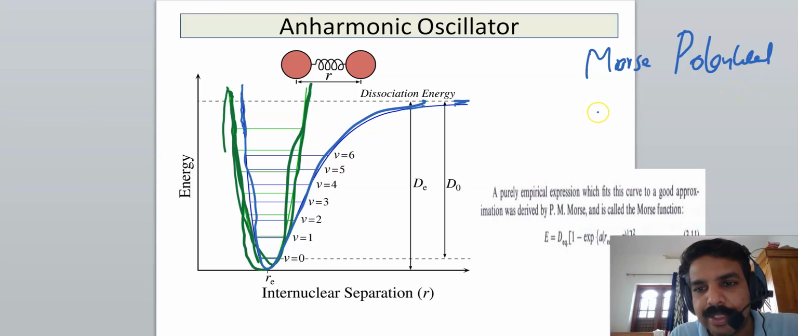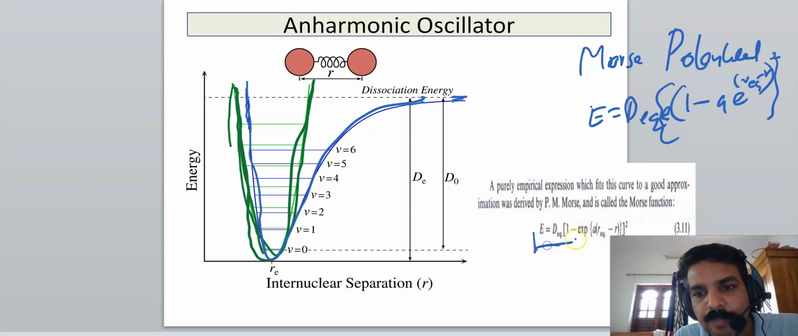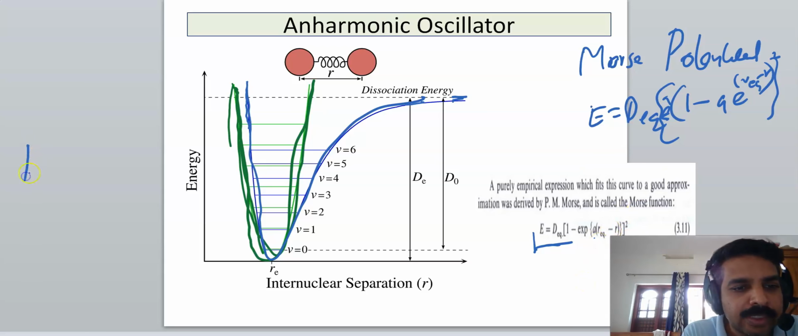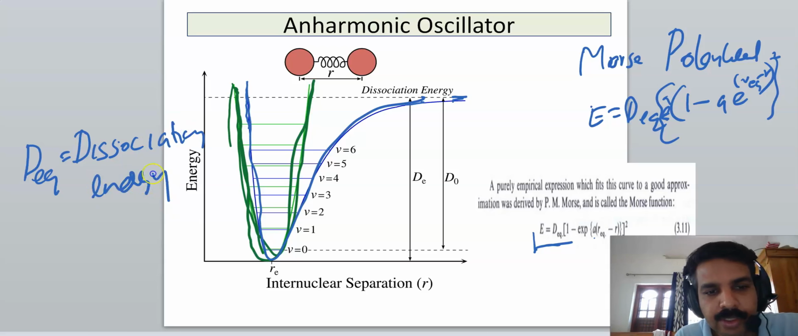The Morse potential is: energy E is equal to De into (1 minus e raised to the power a into (Re minus R)), the whole squared. Here De is the dissociation energy, and a is a constant.